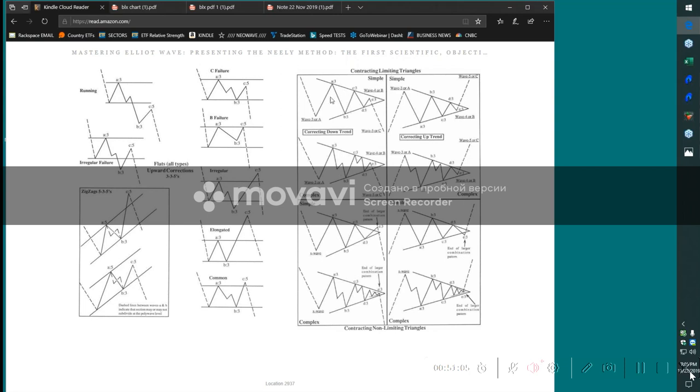These are limiting triangles, which happen as wave 4 or wave B. These are non-limiting triangles, which happen at the end of patterns or as X waves. Oh, okay. So you mean non-limiting is the bottom, limiting is the top. B waves and fourth waves at the top, X waves and conclusionary triangles at the bottom.